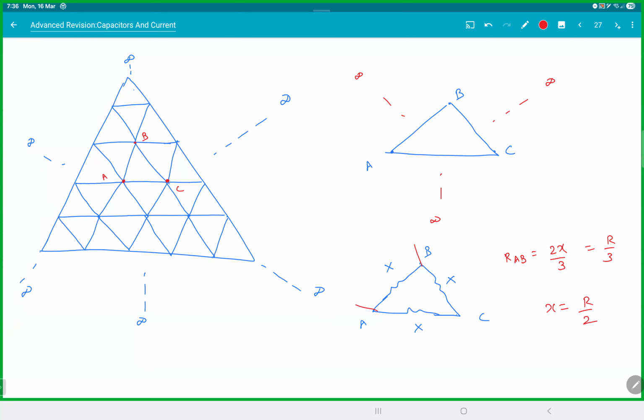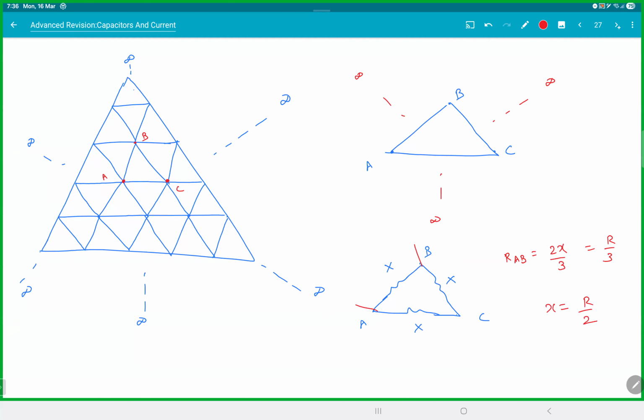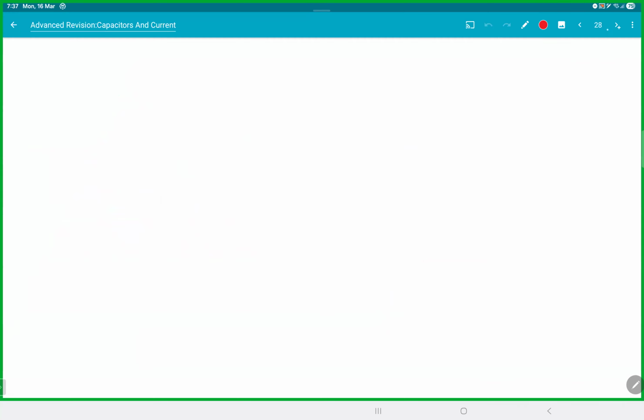Are you clear with this? That means this complete infinite grid can be replaced by 3 resistors of R by 2 between A, B, C. And this would have looked identical. Is that making sense? So far clear? And now comes the question.